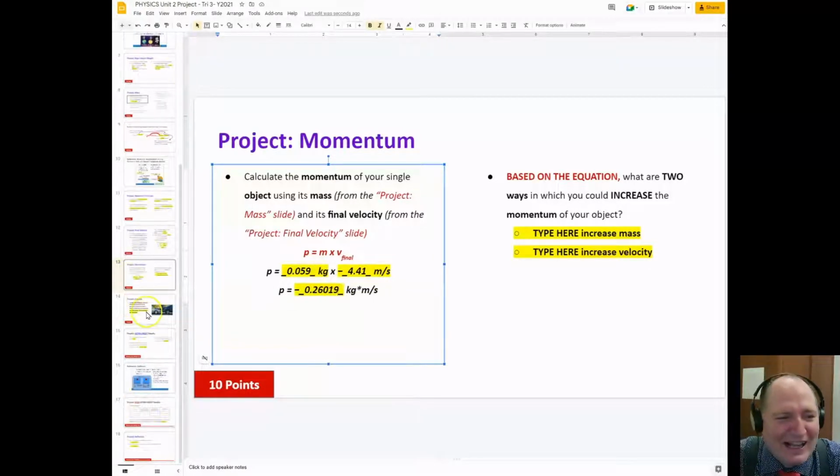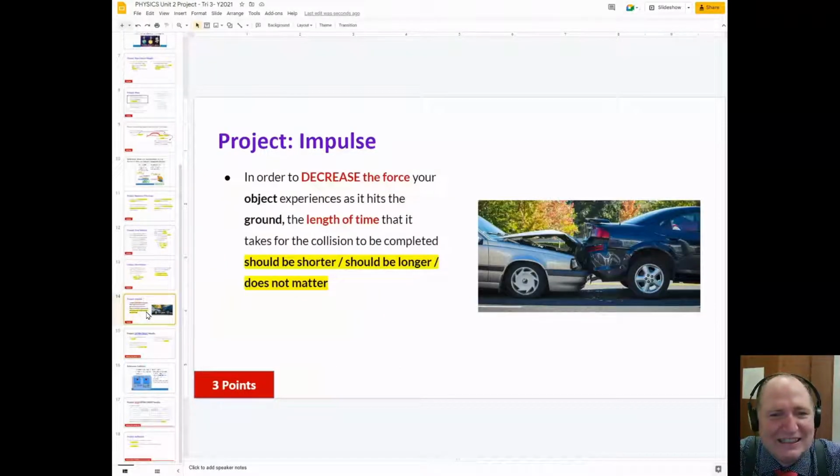All right, easy to grade, let's go ahead and take a look at slide number 14. Oh, it's talking about impulse. Now, we have not talked about impulse yet, but in order to decrease the force your object experiences upon collision or hitting the ground, we need to make our time longer, the time it takes for the collision to be completed. When we make our time longer, we decrease the force on impact, right? And we obviously decrease the injury.